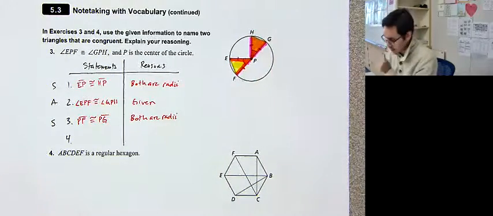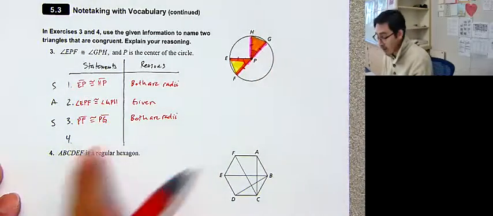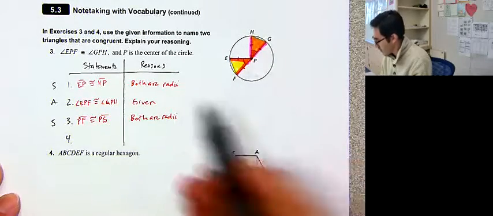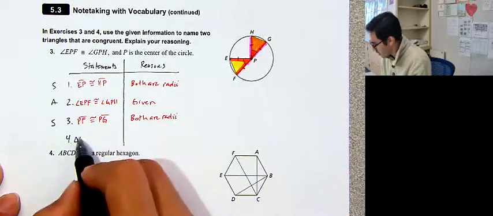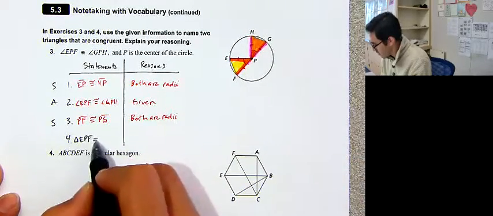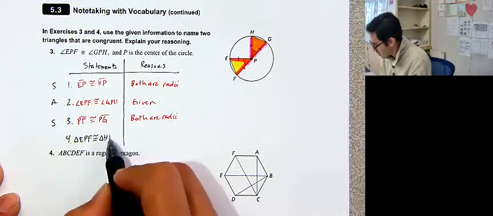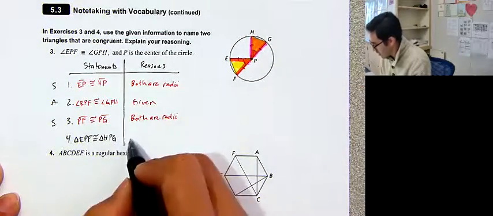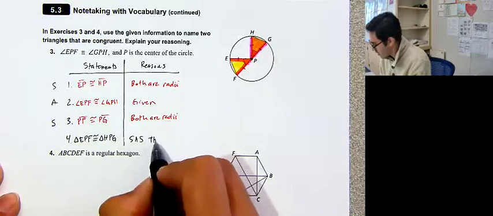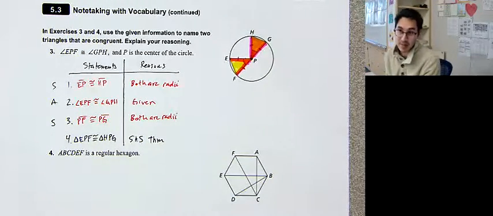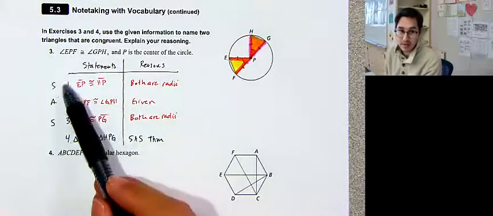Now let's name the triangles that are congruent. Triangle EPF and triangle HPG. And we're going to say the side angle side theorem is what we used as evidence to make that claim. Side angle side.